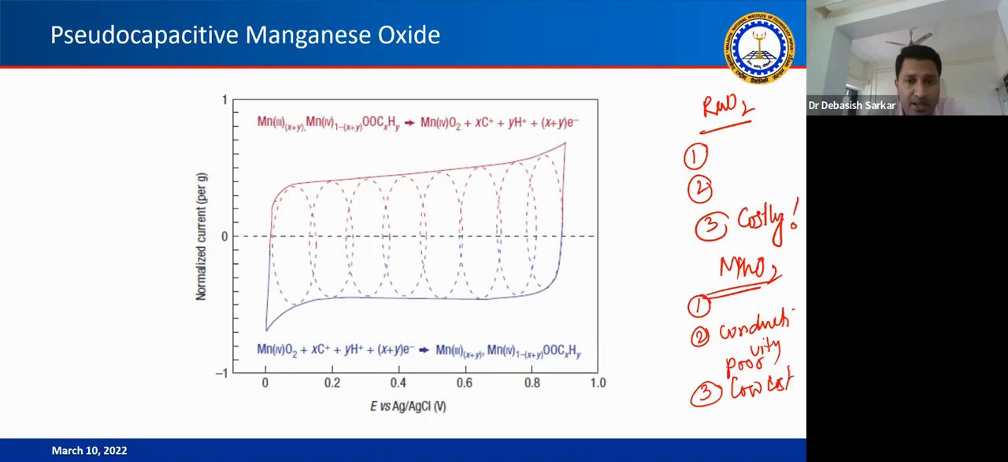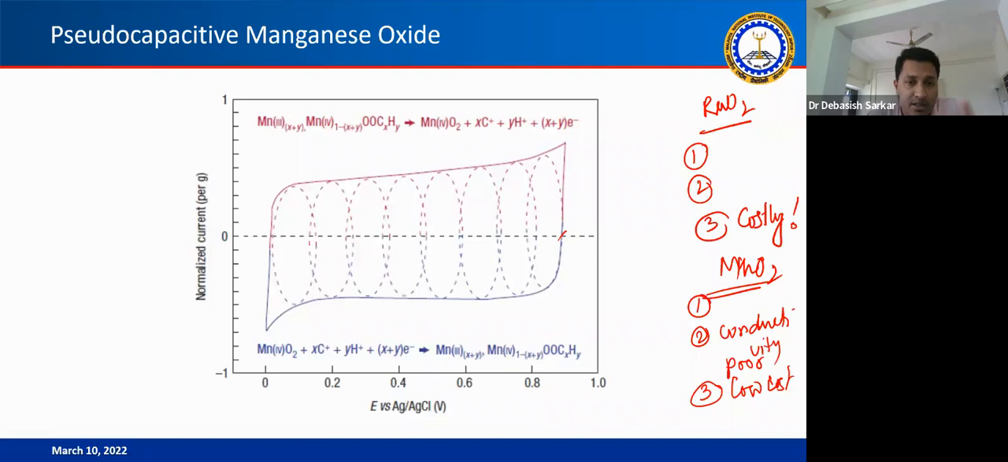This is a CV curve of a manganese oxide electrode, where the y-axis is the current and the x-axis is the voltage. It shows an almost rectangular CV curve within the potential window between 0 and I think 0.9 volt. But you see the CV curve is almost identical to that of the EDLCs, that means electrical double layer capacitors or carbons.